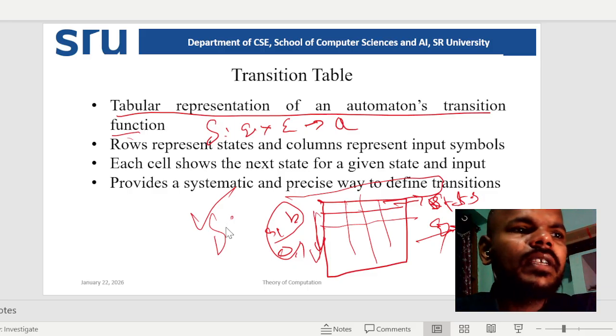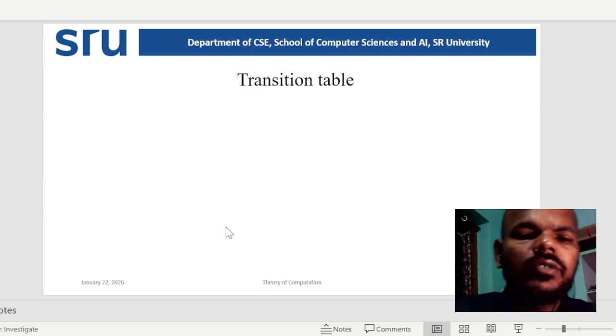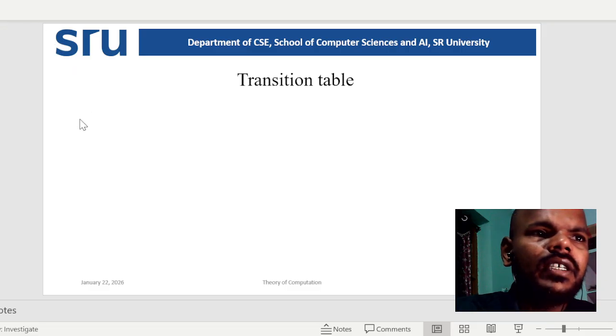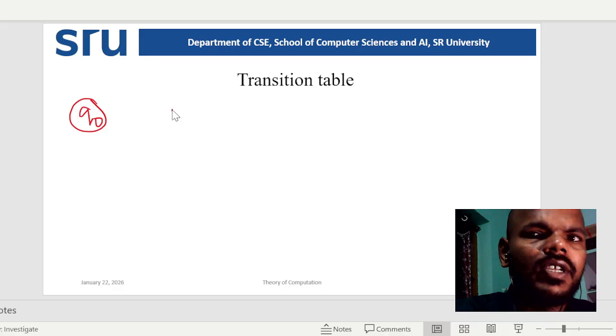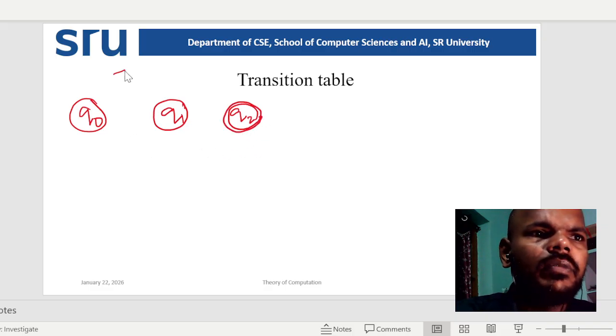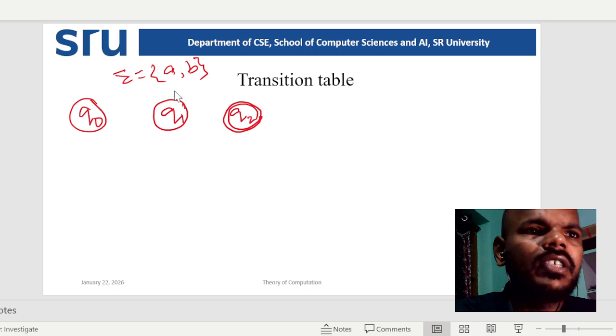So we will see one example with the transition function. Take one finite automaton with q0 as the starting state, q1 as the second state, and q2 as the final state. Let us assume q2 is a final state, right? The input symbols are a, b. I am giving the same example I just discussed as a representation of a transition diagram.